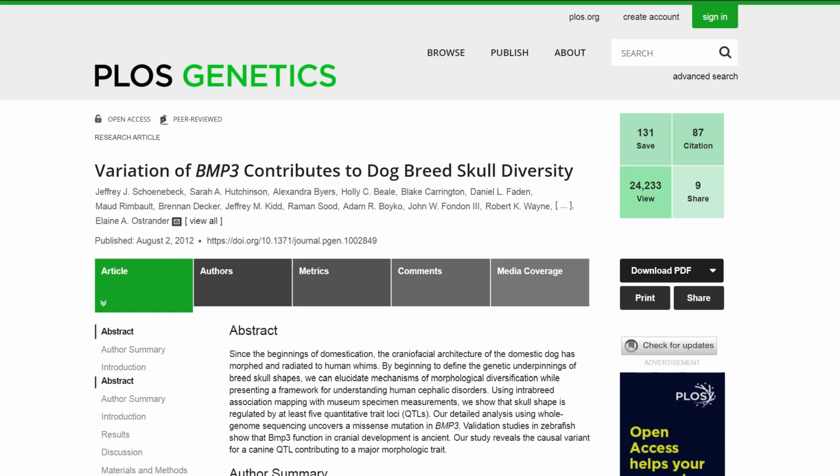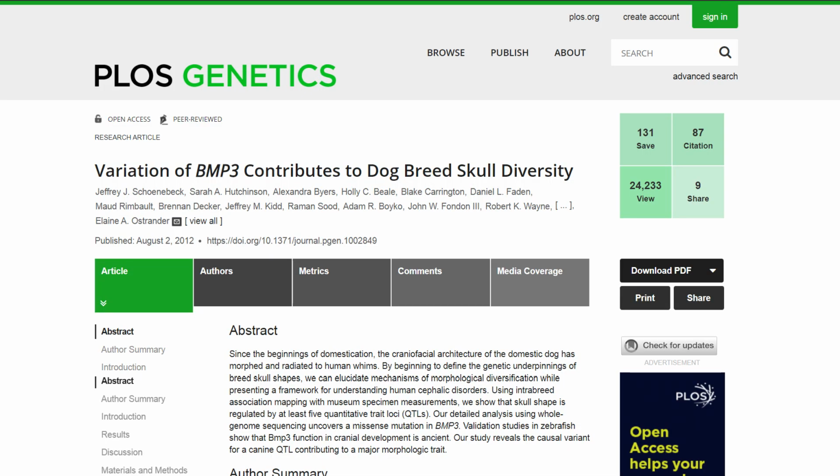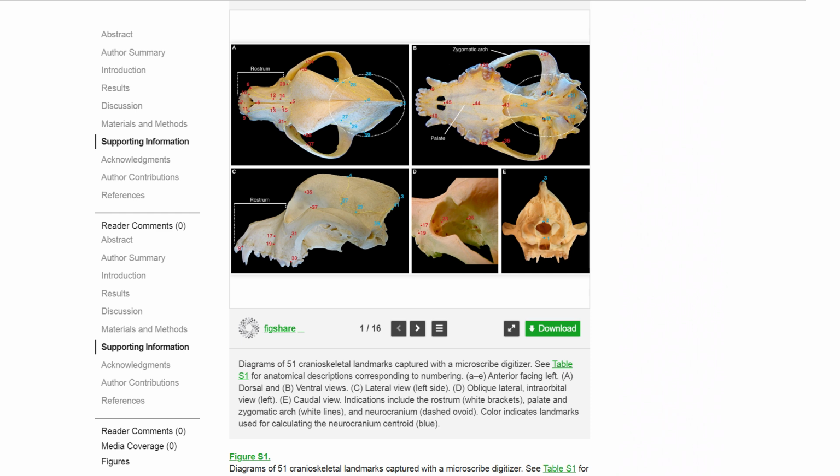A second paper that was published in 2012, they found that there are 5 more stretches of DNA within the dog genome that appear to influence the length and shape of the snout. There are probably lots more, but we know of 5 of them. They were able to pinpoint one of them really specifically. They discovered a single point mutation in the gene called BMP3, and this point mutation dramatically flattens the face.